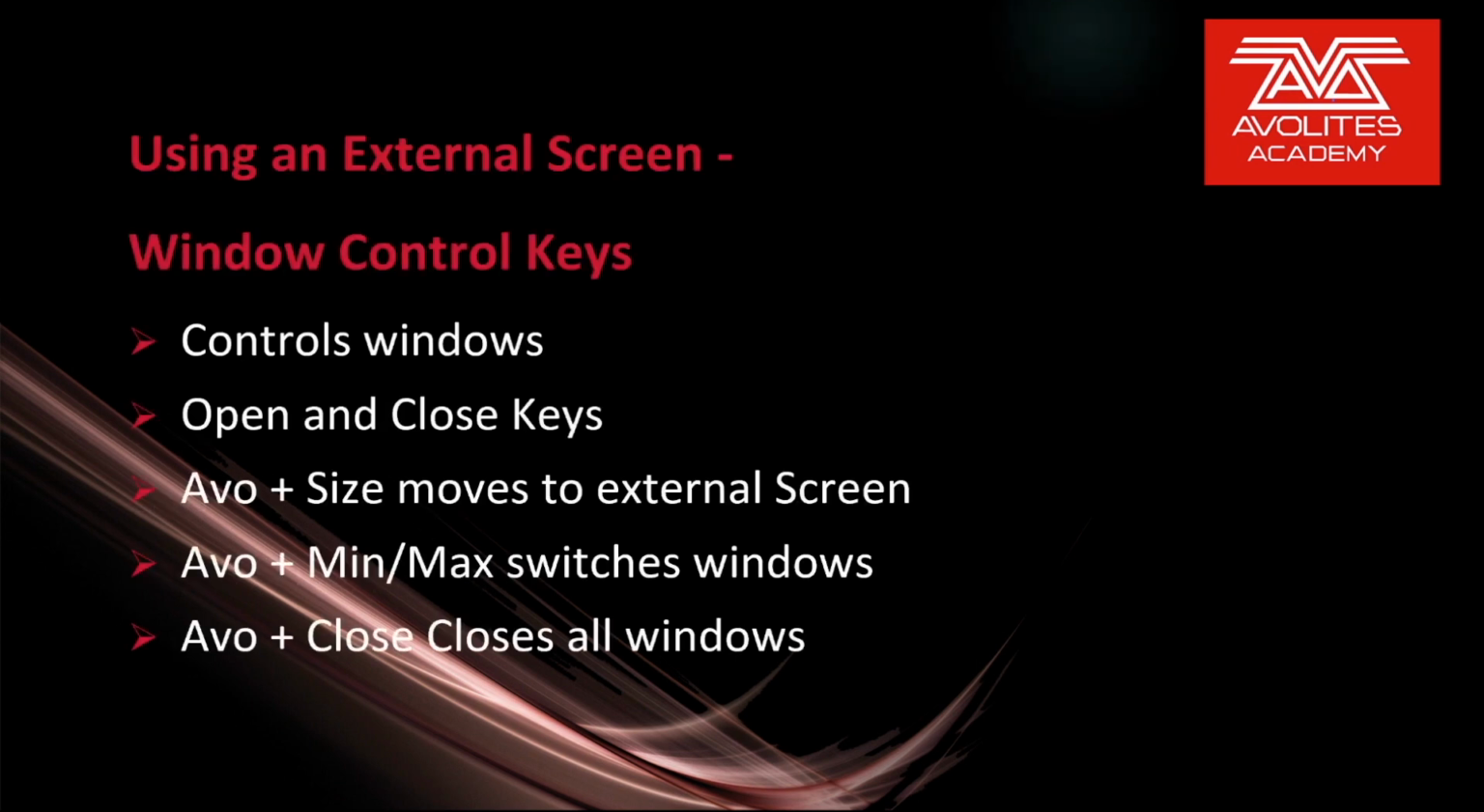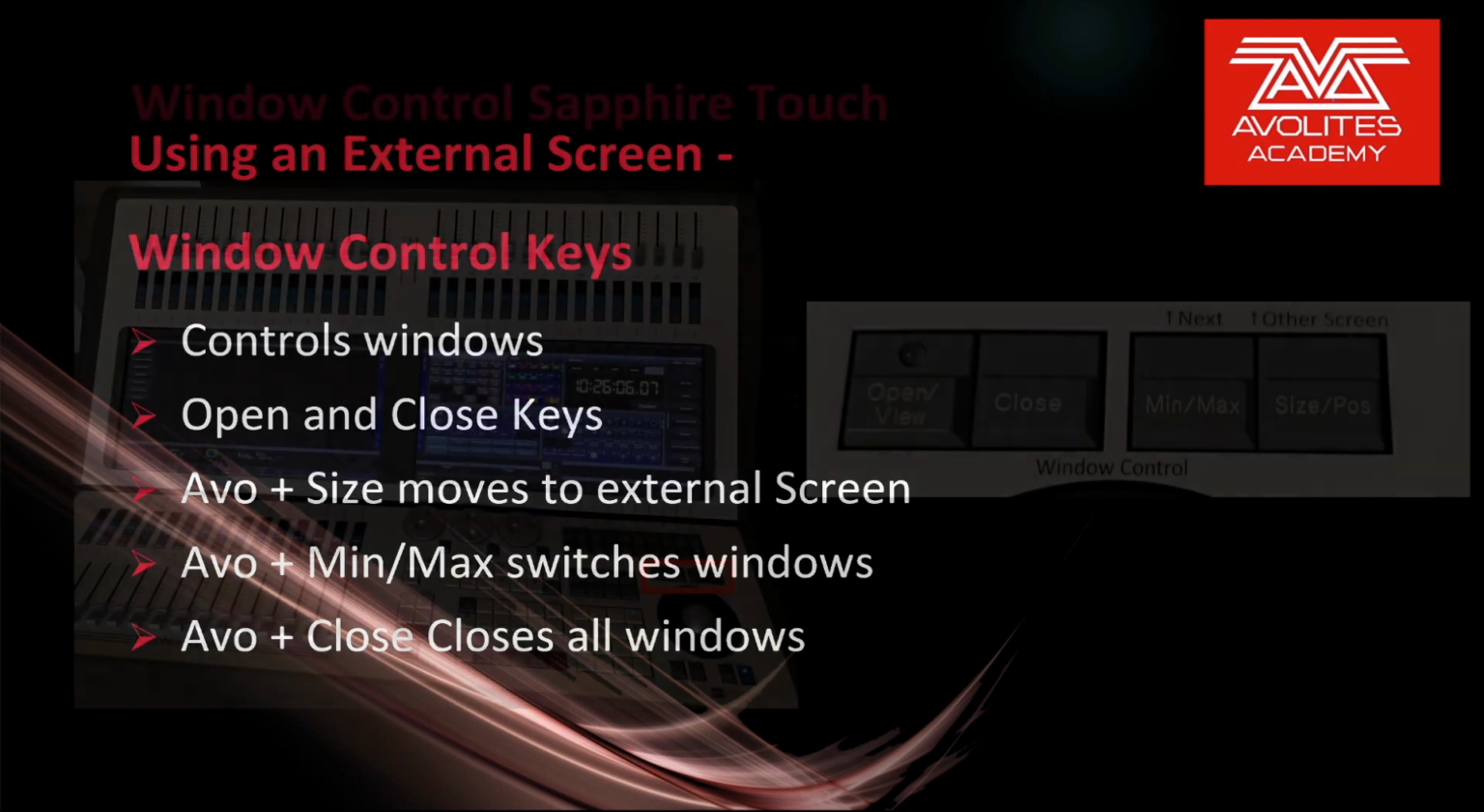These keys help us control our windows, and here you'll find the open and close key, as well as the size position key and the min-max key. If we use AVO plus size and position, it will move our window to an external screen. AVO and min-max will switch which window we are controlling. AVO and close will close all the open windows.